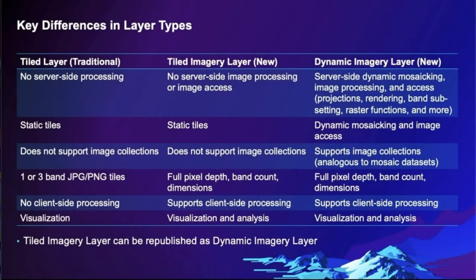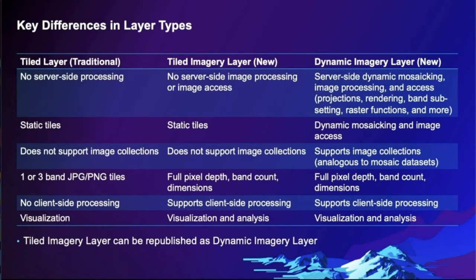There are two new types of imagery layers supported by ArcGIS Imagery for ArcGIS Online: the tile imagery layer and the dynamic imagery layer. Compared to the traditional tile layer, which already exists in ArcGIS Online and you may be familiar with, the two new imagery layers have many advantages. The traditional tile layer can only serve pre-computed static tiles, which are 1 or 3-band JPEG or PNG files. It is commonly used as a base map layer for fast visualization, but it also has obvious limitations, such as that it cannot be used for analysis.